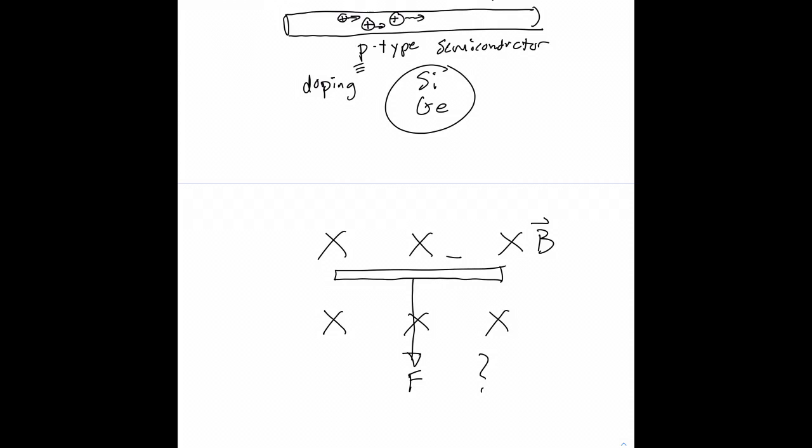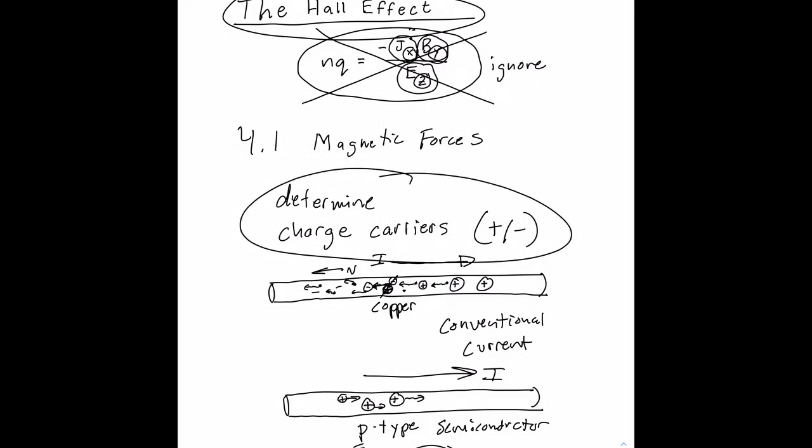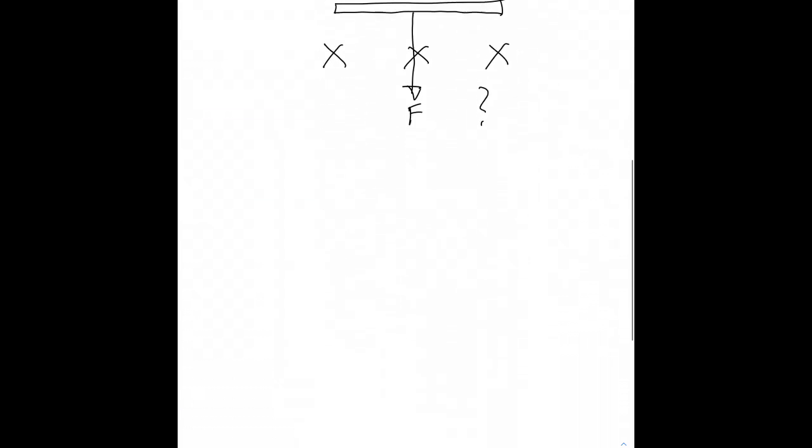This would be an example of a current that's flowing to the left. So the question goes, is that because positive charges are drifting to the left, or is that because negative charges are drifting to the right? That's where we get back to the Hall effect. The Hall effect will help us answer the question of whether the charge carriers are positive or negative charge carriers. So let's see how that works.